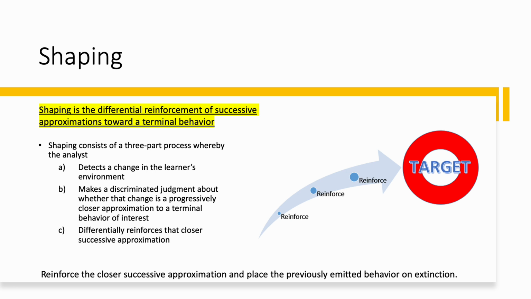Okay, so the process of shaping is a 3-part process. So this is what you would do as an assistant behavior analyst. You are going to, number 1, detect a change in the learner's environment. So first you're going to see, well, what behavior can they engage in? Okay, and once you determine that behavior that they can engage in, you're going to make a judgment. You're going to see, okay, is this behavior an approximation of this target behavior that I want to teach?